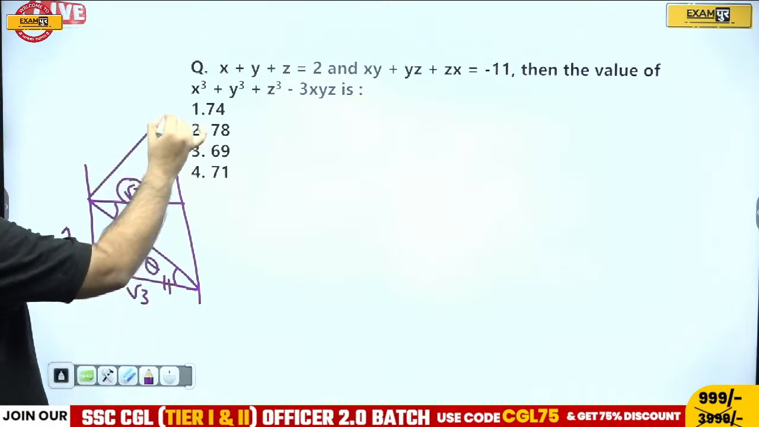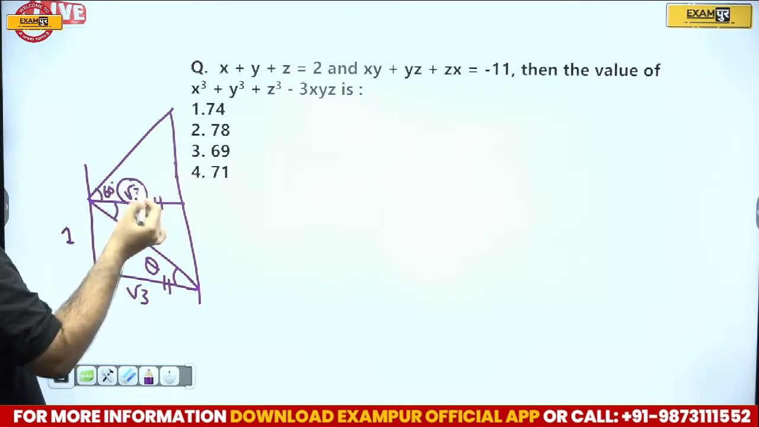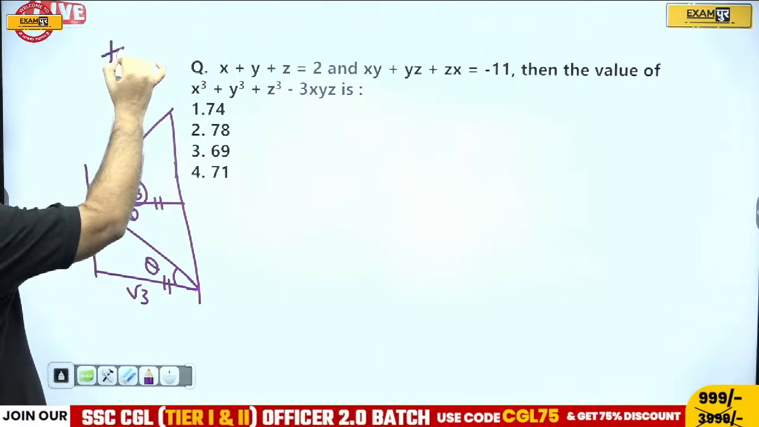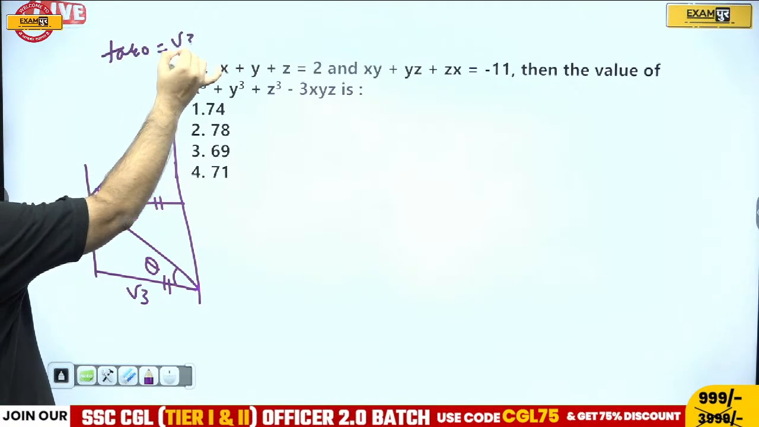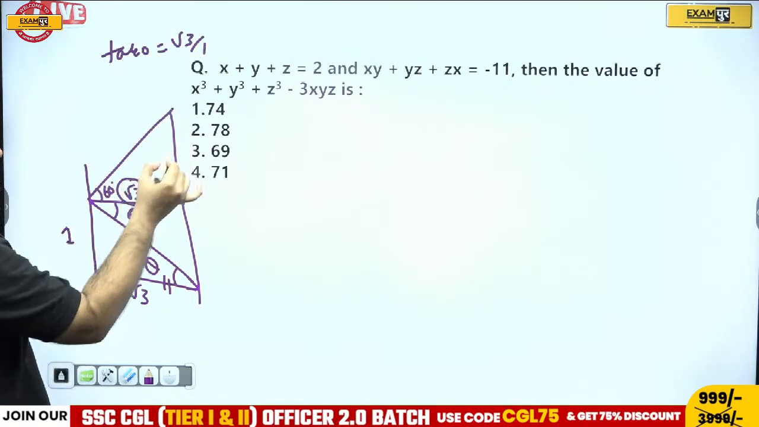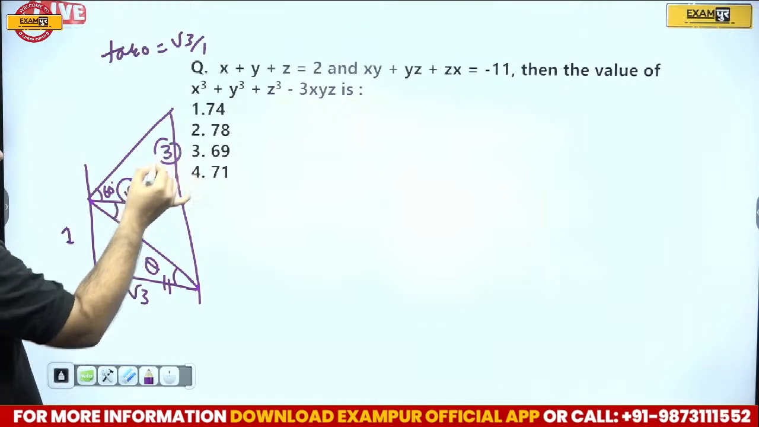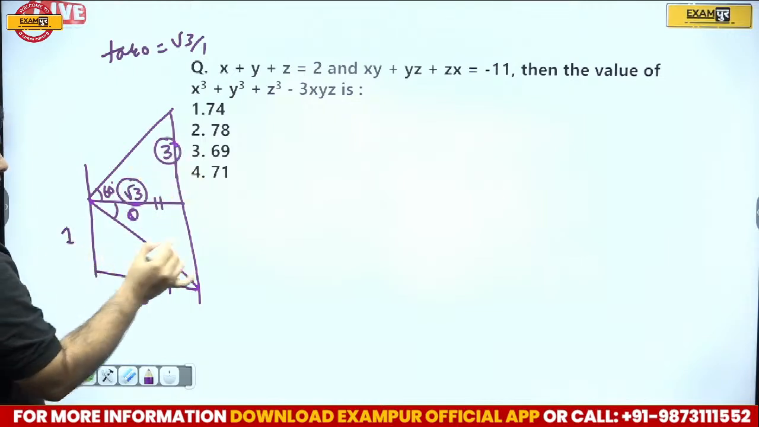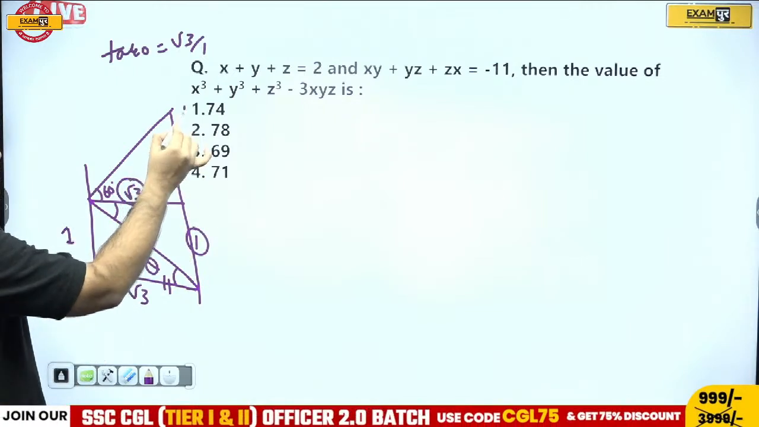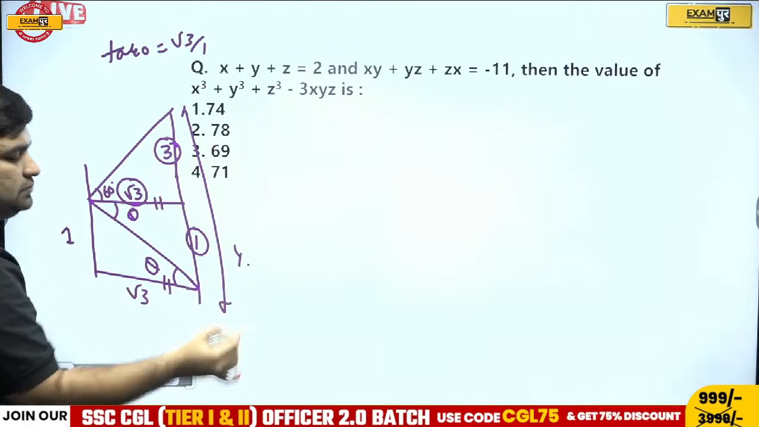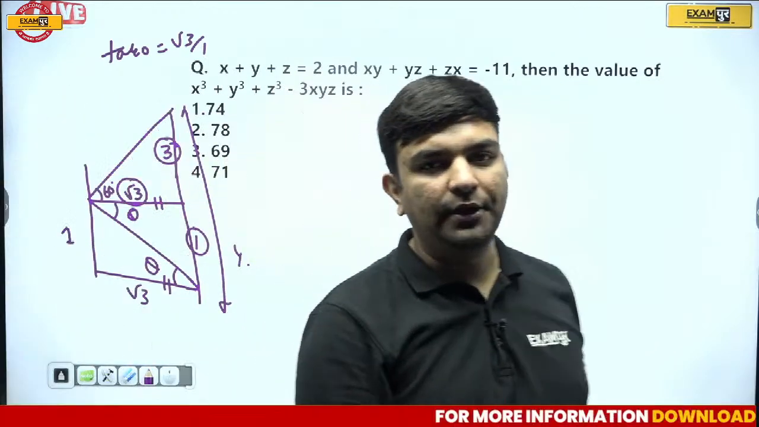And here this angle was 60. For 60, tan 60 is √3:1. So if this is √3, it should be 3 to make it √3:1. So this distance is 1, this is 3, total is 4. I hope, Teja, it would be clear to you now.